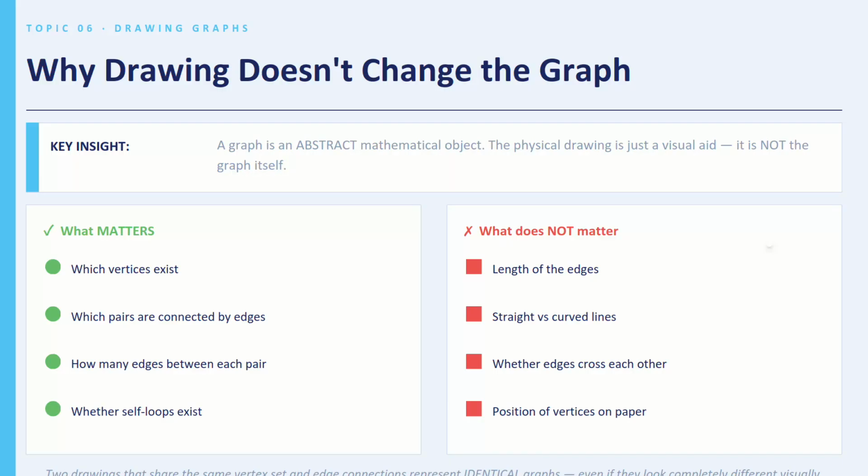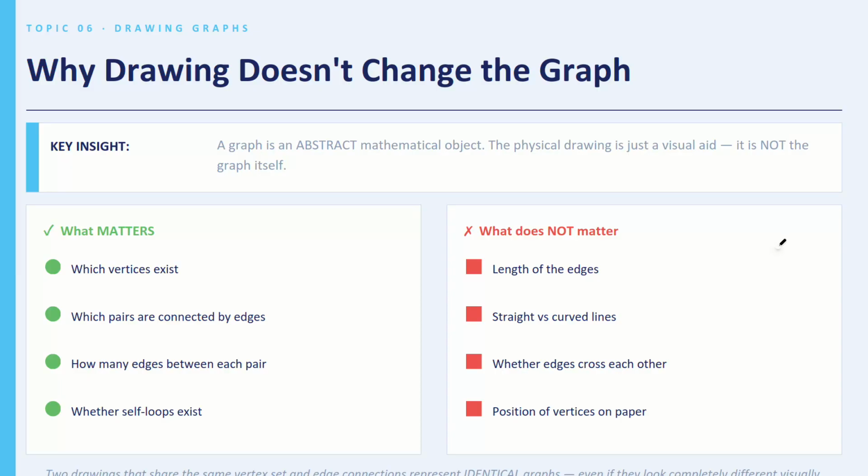Fine. So here, a graph is an abstract mathematical object. A physical drawing is just a visual aid, and it is not the graph itself. So you have to understand that a graph is an abstract mathematical object, and the physical drawing is just a visual aid. You have to understand that. Why drawing doesn't change the graph.